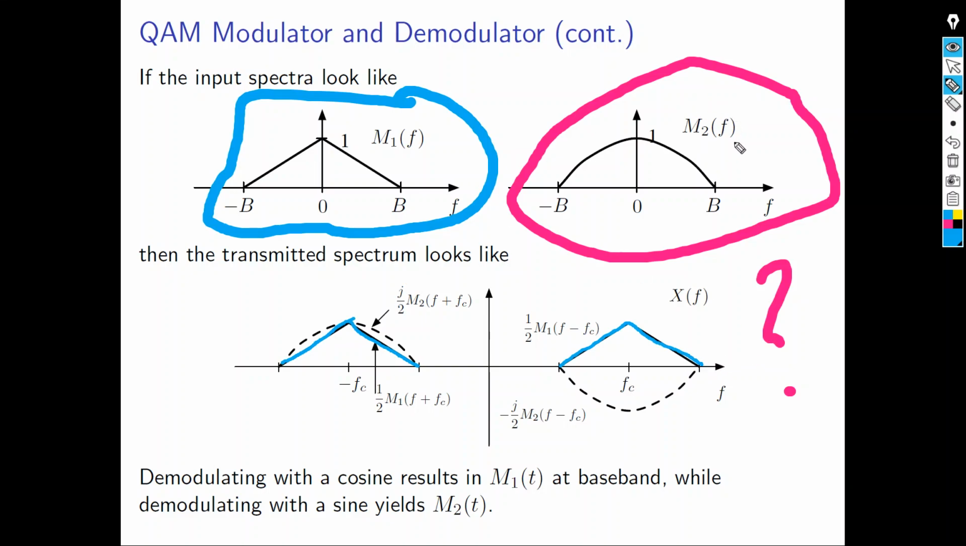What about the other signal, M2 of F? Since I'm using QAM modulation, I need to multiply it by a carrier orthogonal to the cosine. What's the orthogonal carrier to the cosine? Sine. When you multiply by sine, you also get two copies of the signal. But note, the phase spectrum of sine has a negative sign. So the spectrum component on the negative side is positive, and the spectrum component on the positive side is negative. So basically you get these two signals. This is your signal in the frequency domain.